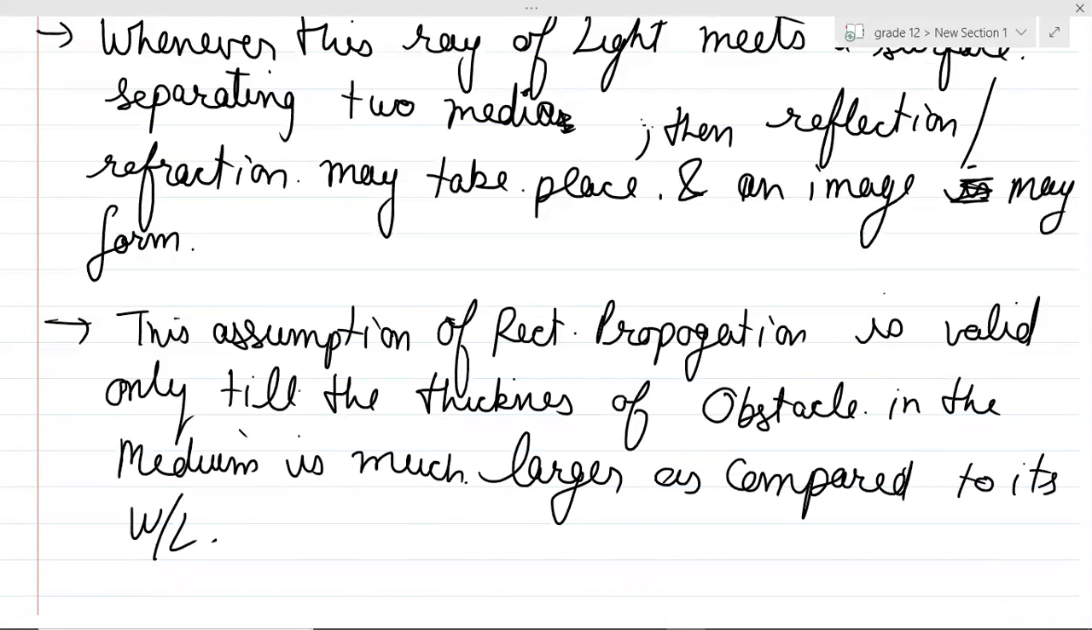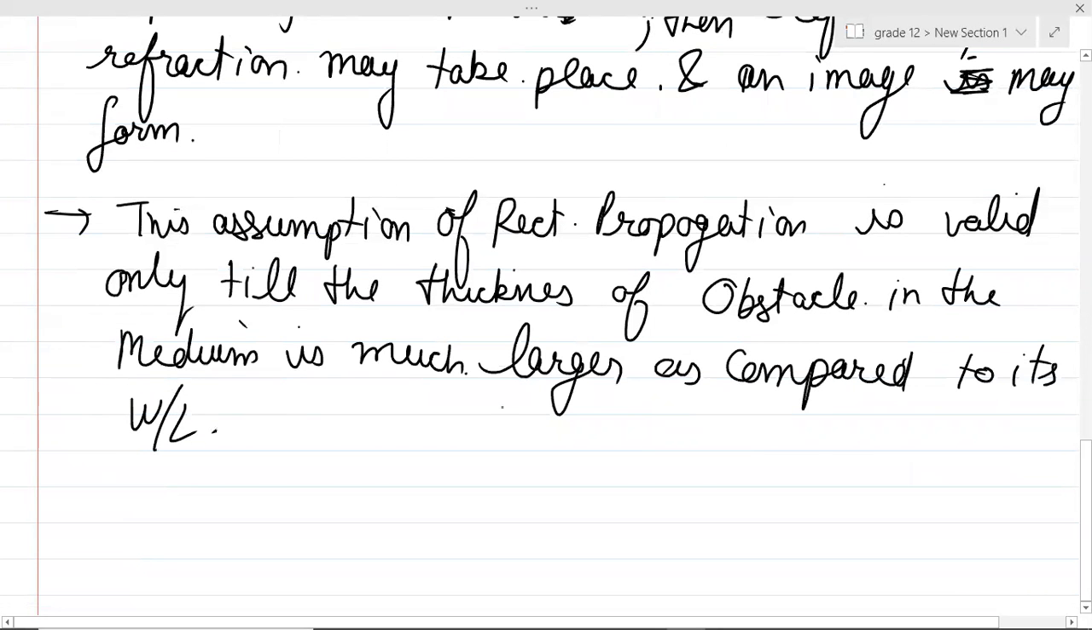For example, suppose you have any object or any source from which you are assuming that the light is coming in a straight line path, that implies that medium particles, or whatever objects are placed in that medium, are also way bigger as compared to the wavelength of the light, right? So that is what is meant by this.